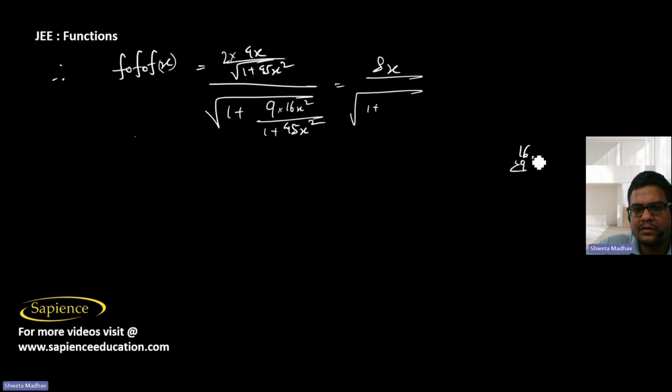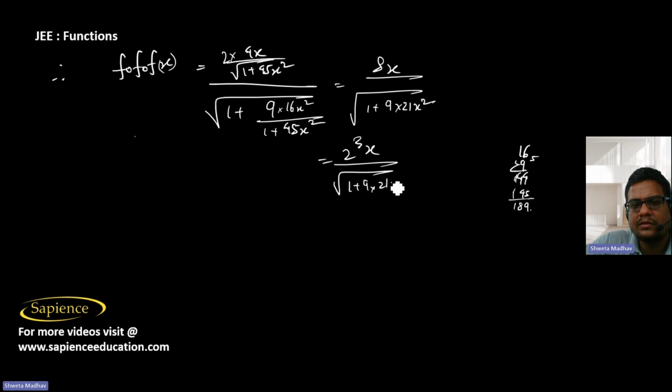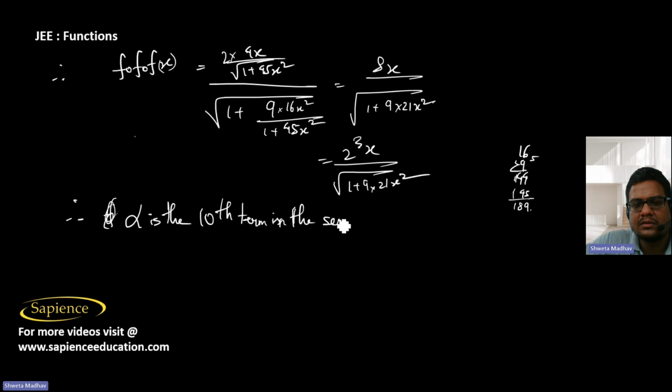16 nines are, this is 6 nines are 54, 10 nines are 90, 144. 144 plus 45, that is 189. This will be 1 plus 9 into 21x square. So this is equal to actually 2 power 3x by 1 plus 9 into 21x square. So therefore alpha is the 10th term. Alpha is nothing but the 10th term in the sequence.